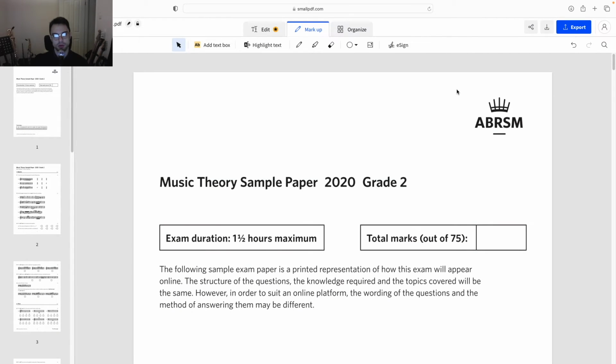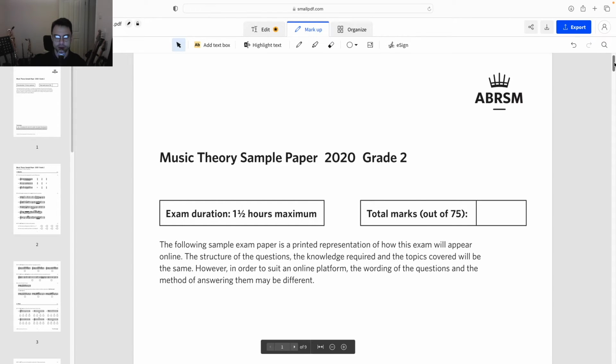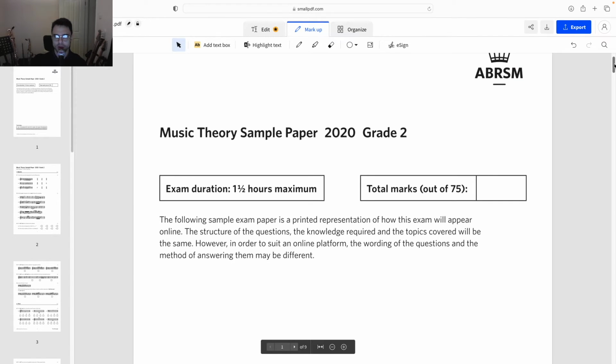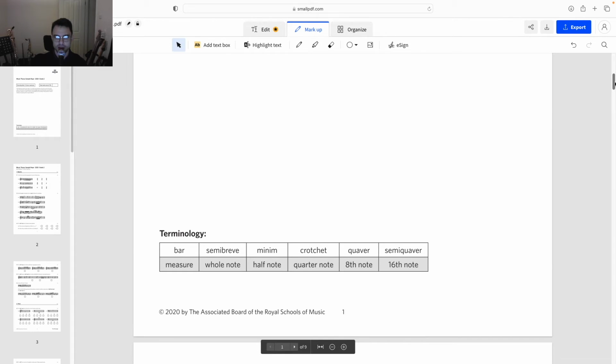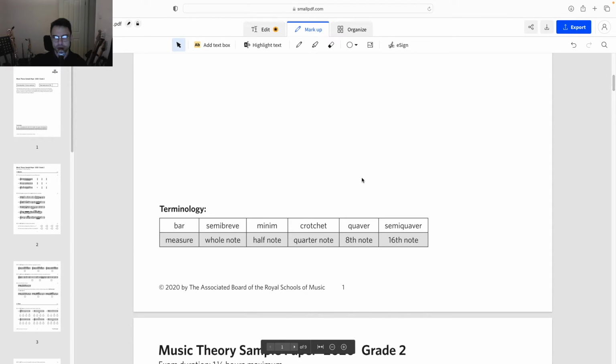Today we are going to be going through the Royal Schools of Music Grade 2 sample paper. So let's start at the top and read our way down. You're given an hour and a half for this exam with a total of 75 marks. And then they just highlight the terminology at the bottom here. So I'll be using these top words: bar, semibreve, minim, crotchet, quaver, and semiquaver. But there are other names for them here.